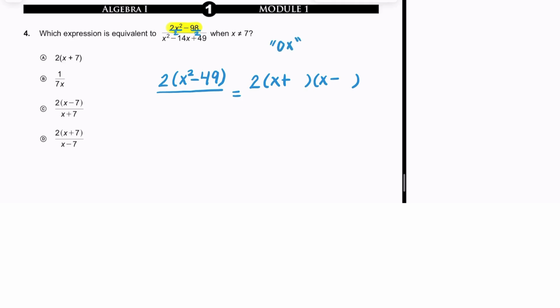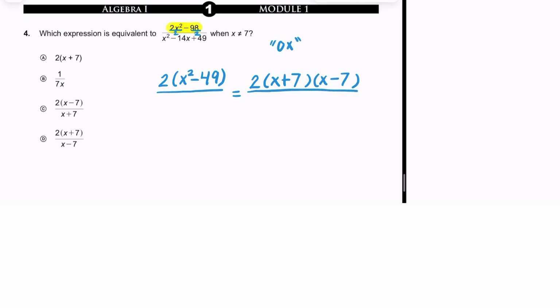And so we need to find 2 numbers that will multiply to this negative 49, but will subtract and leave us with 0. So those numbers have to be the same. The only time you're going to subtract 2 numbers and have 0 is when they are the same number. So we know 7 times negative 7 will give us that negative 49, and 7 minus 7 will leave us with that 0. So that's our numerator, and we can't factor that really any further.